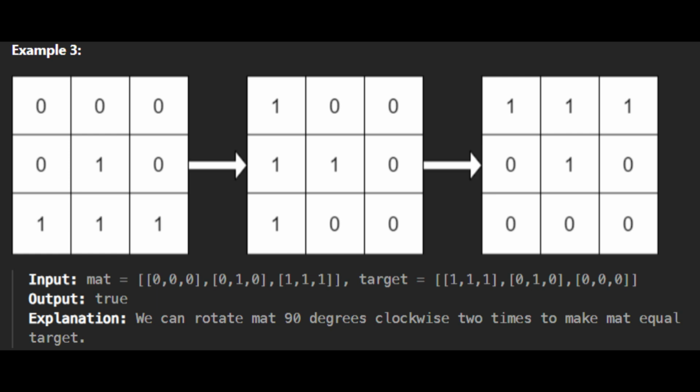Now rotate again by another 90 degrees, which means a total of 180 degrees. After the second rotation, the matrix becomes 1, 1, 1, 0, 1, 0, 0, 0, 0. Now, this exactly matches the target matrix. So since we are able to match the target after rotating the matrix 2 times, the output is true. This example shows that we may need to try multiple rotations before finding a match.